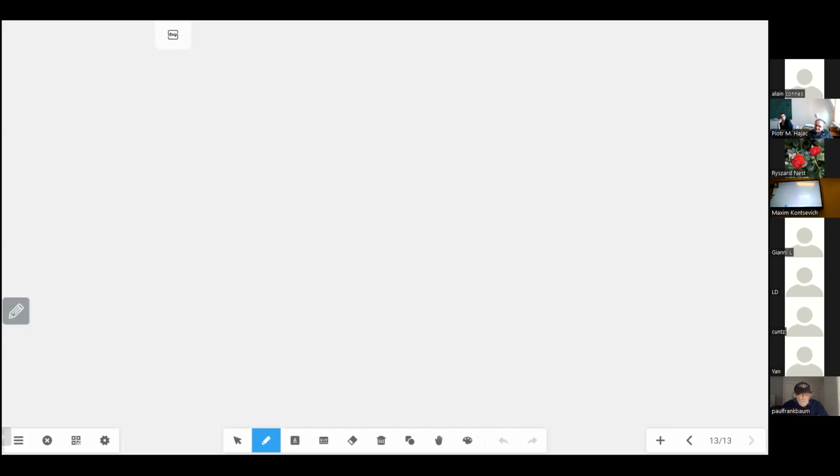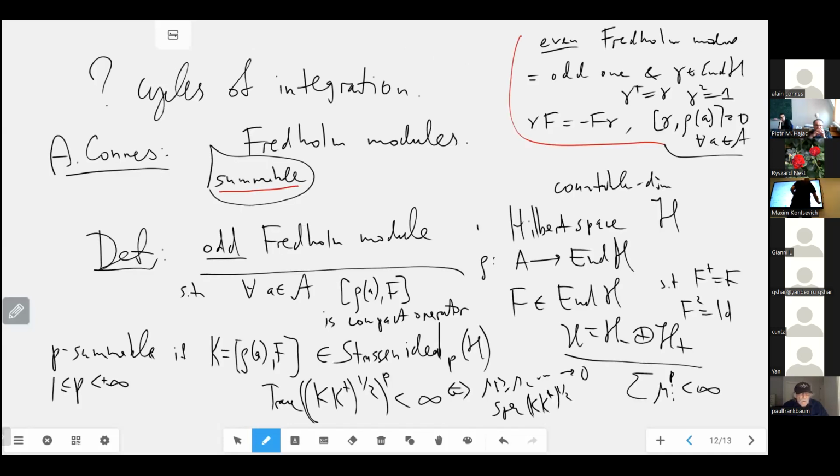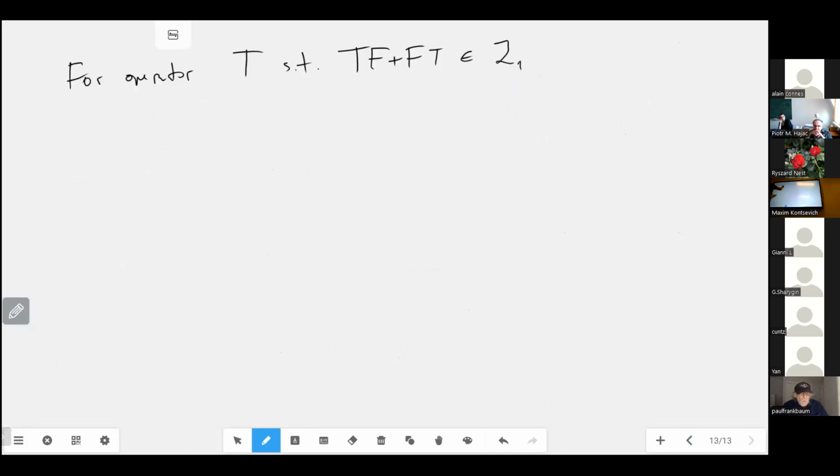And then you define, for an operator T, that TF plus FT is of trace class. How do you know this forms an ideal? One can define a kind of regularized trace, one half trace of F multiplied by this guy. If T is already trace class, it will be the usual trace.